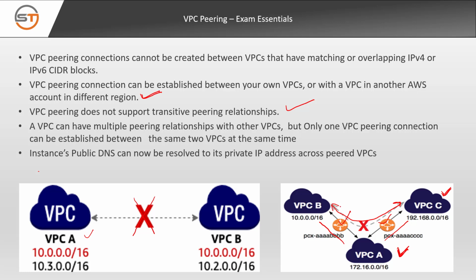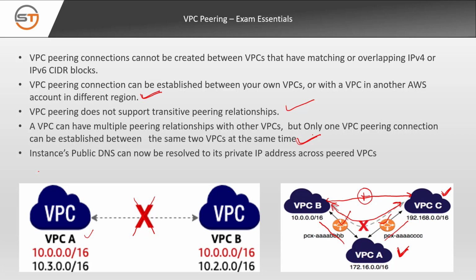No, this is not possible. So this is called a transitive relationship, and transitive relationship is not supported in VPC peered connections. If VPC B and C want to communicate with each other, they need to have a separate VPC peering connection between them.